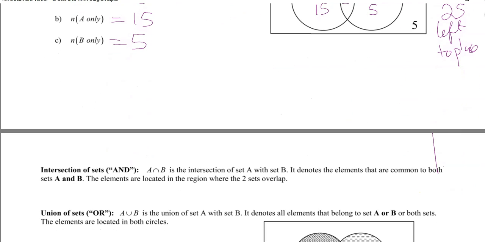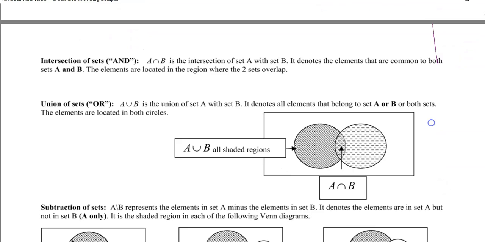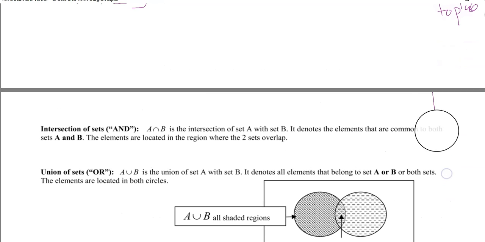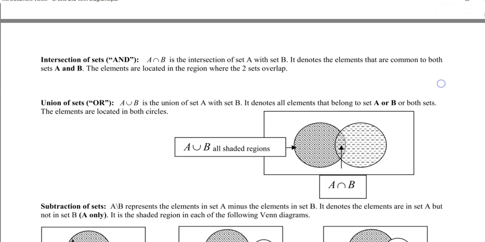So the intersection of sets. So A and B, A intersect. That little upside down U means intersect or intersection. Okay, so it's on your formula sheet. That one's blank. It's on your formula sheet. And it's got that upside down U, it's not quite a U, but which says intersection.